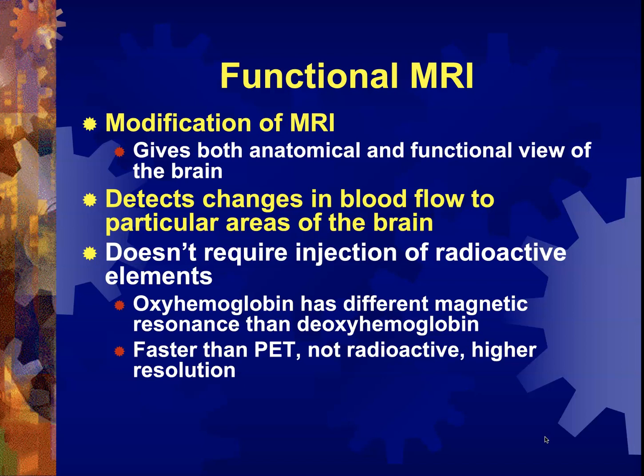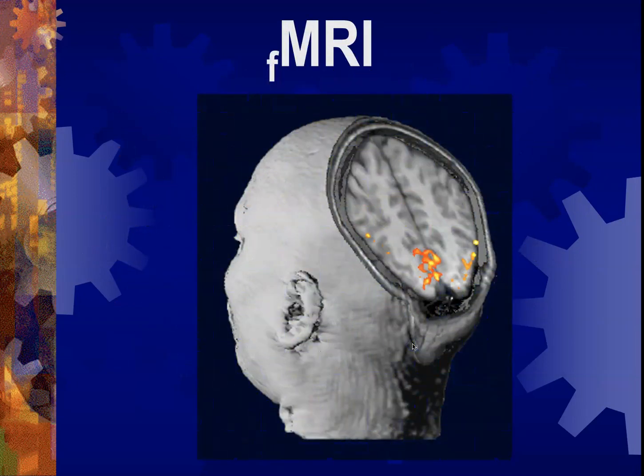What they do is they measure oxyhemoglobin, which has a different magnetic resonance than deoxyhemoglobin. So hemoglobin is the substance in your blood that carries oxygen. It has a different magnetic resonance when oxygenated than deoxygenated, and so we can make assumptions about what's more active. And these are faster than PET scans. It's not radioactive. You do get a higher resolution. So everyone was like, hooray, fabulous.